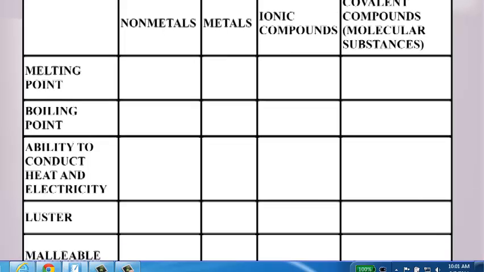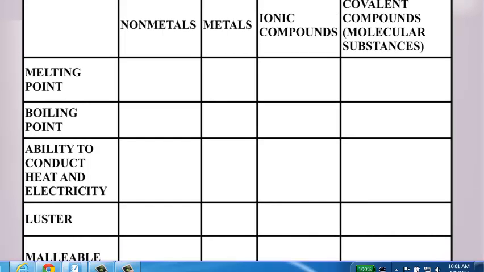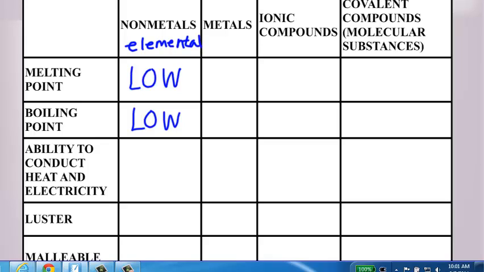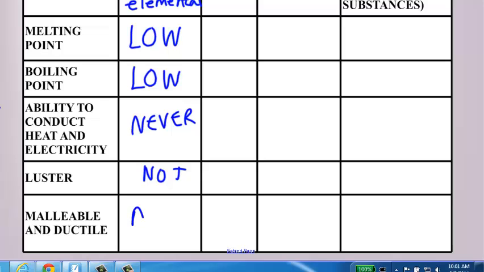We've already completed section 8 here, so I just want to kind of summarize what we did in our demonstration yesterday and some of the properties of nonmetals and metals and ionic compounds and molecular substances. So melting point. Nonmetals have very low melting points. They have very low boiling points. When I say nonmetals, I mean elemental nonmetals, not nonmetals in compounds, because when you're in a compound, your properties change. Nonmetals never conduct electricity. They're not shiny. Again, this is reviewed from a previous unit, and they're brittle. They're not malleable and ductile.